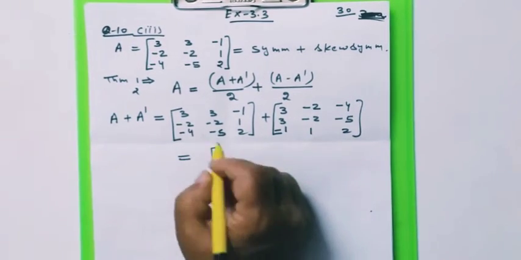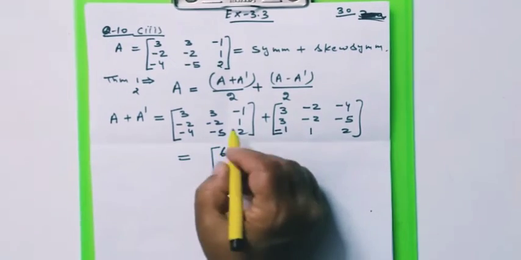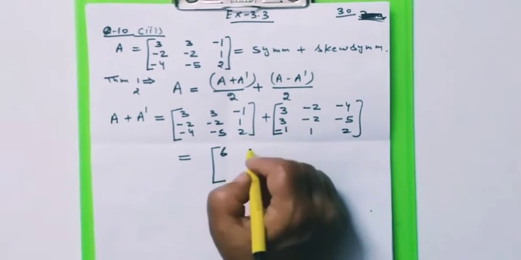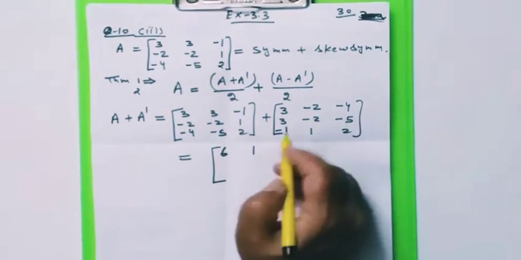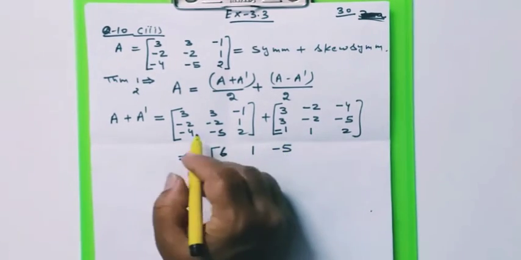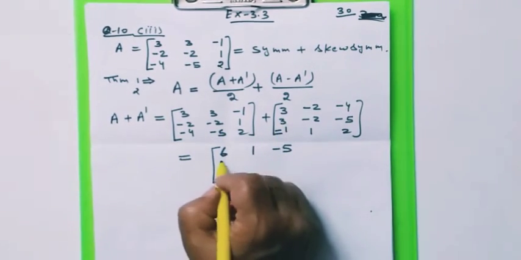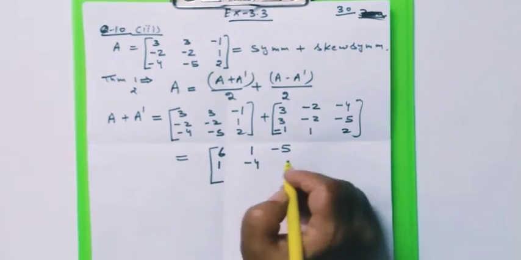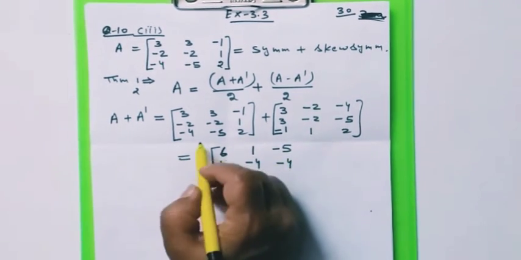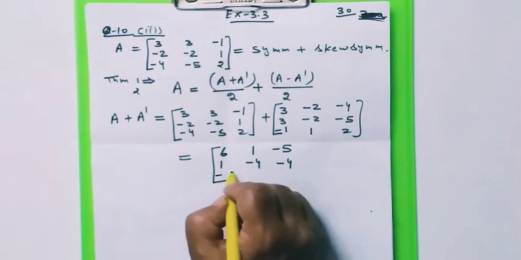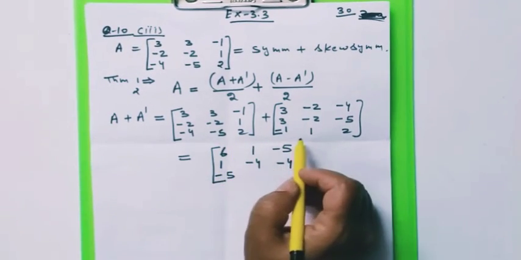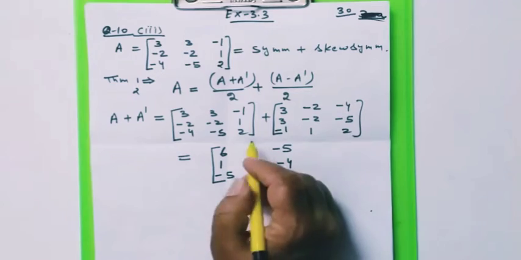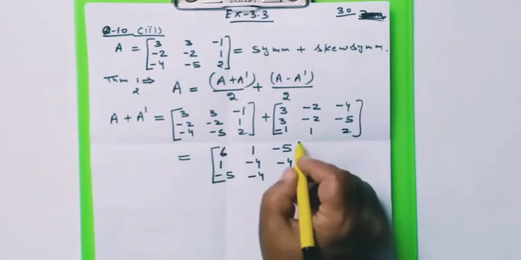So what do I get? 3 plus 3 is 6, 3 minus 2 is 1, minus 4 is minus 5, minus 2 plus 3 is 1, minus 2 is minus 4, 1 minus 5 is minus 4, minus 4 minus 1 is minus 5, minus 5 plus 1 is minus 4, and 2 plus 2 is 4.